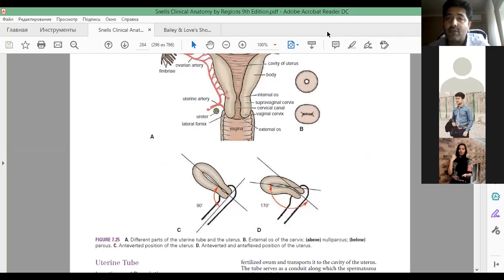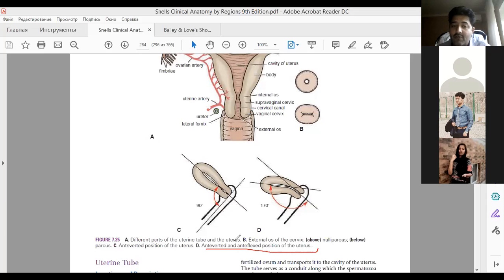Now the uterus here is making these two angles. This is the normal position of the uterus, anteverted, anteflexed position. This 90-degree angle is forming between the cervix and the vagina. This 170-degree angle is forming between the body of the uterus and the cervix. So this is the normal position of the uterus, you can say.